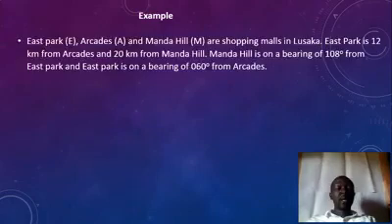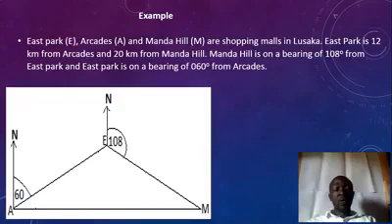Our example says, East Park, Arcades and Manda Hill are shopping malls in Lusaka. East Park is 12 kilometers from Arcades and 20 kilometers from Manda Hill. Manda Hill is on a bearing of 108 degrees from East Park, and East Park is on a bearing of 060 degrees from Arcades. So here is the triangle that shows us what we are talking about. The distance from Arcades to East Park has been given as 12 kilometers, and the distance from East Park to Manda Hill has been given as 20 kilometers.